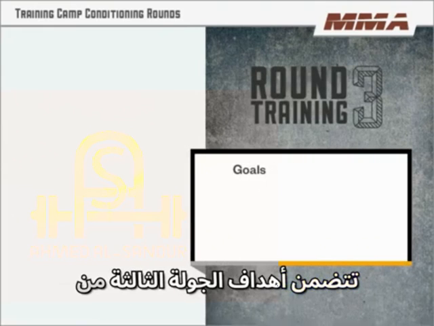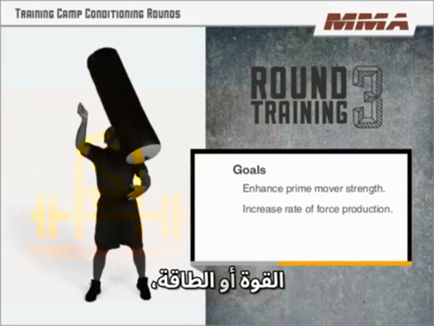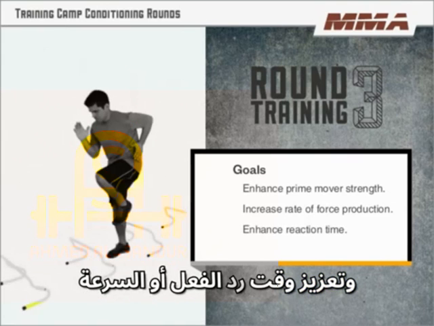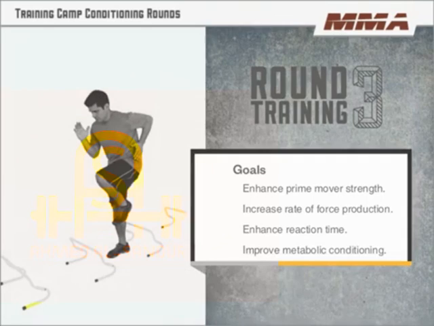The goals of Round 3 training include enhancing prime mover strength, increasing rate of force production or power, enhancing reaction time or quickness, and improving metabolic conditioning.